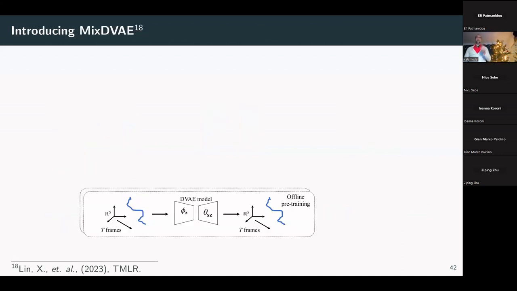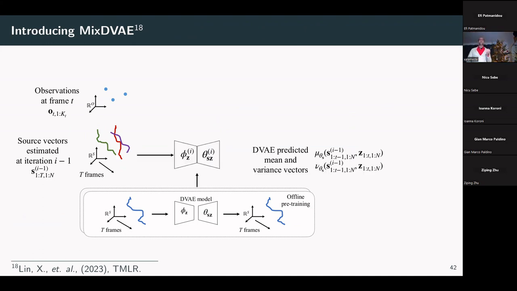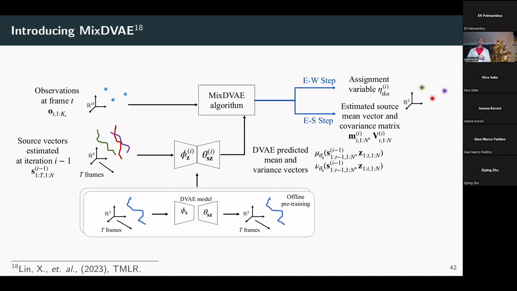The way this works for us is that we have pre-trained offline one of these DVAEs, and then we receive this input, right? The tracklets with those three colors and the detections. The first thing that we do is we input each of the tracklets to the DVAE, and then the DVAE predicts where the trackers are going to be at the next time step. Thanks to this prediction, the mixed VAE algorithm, which also inputs the detections, will be able to compute the assignments and update this position, right? So these are two E steps.